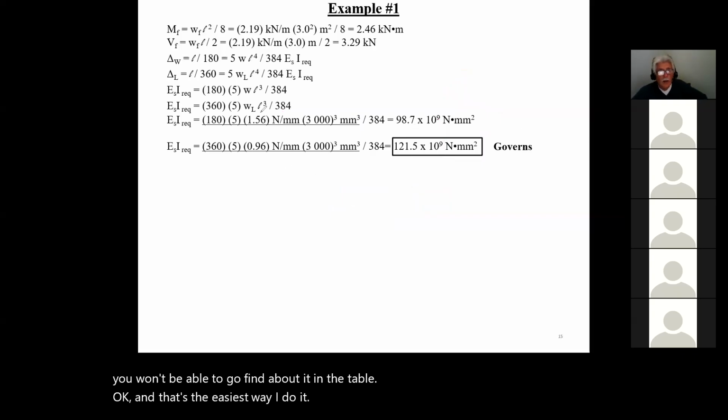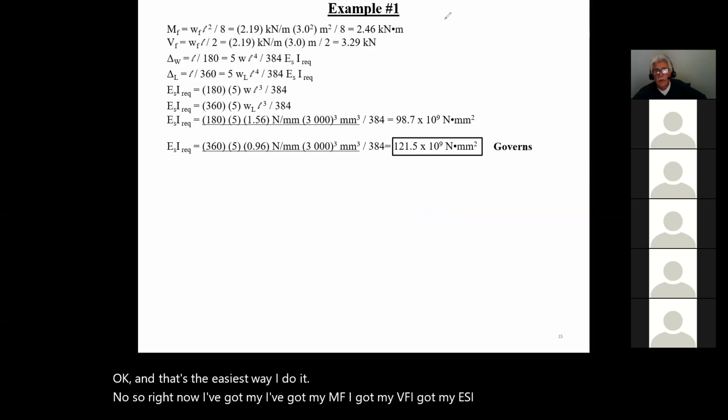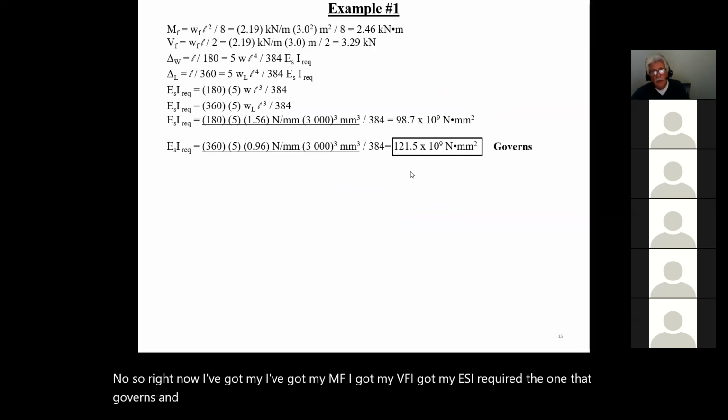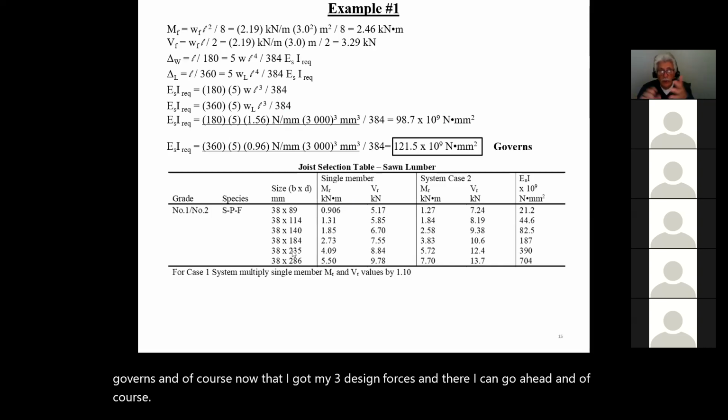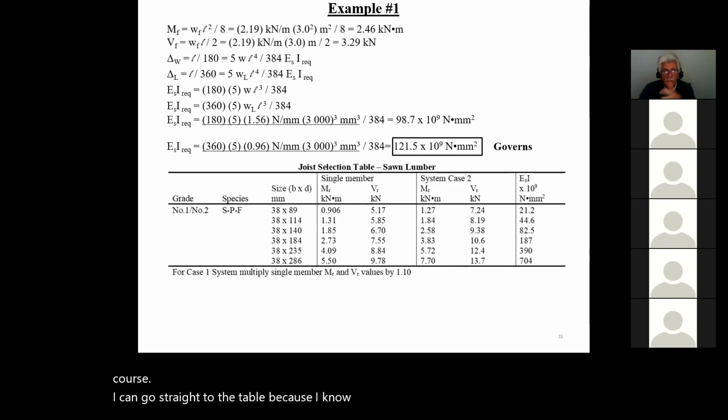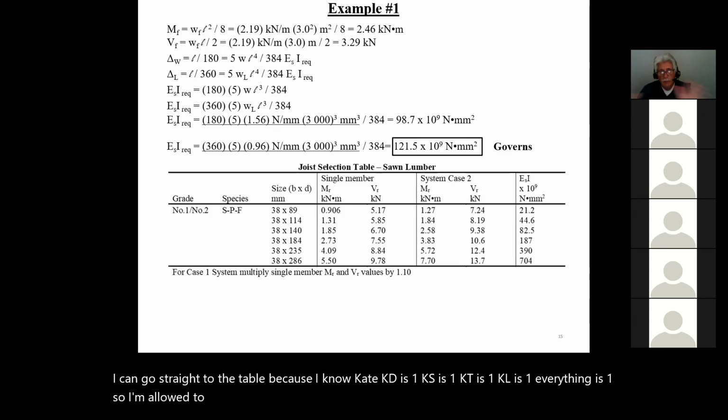Now, right now I've got my Mf, I got my Vf, I got my EI required, the one that governs. And of course, now that I got my three design forces, I can go straight to the table because I know KD is 1, KS is 1, KT is 1, KL is 1, everything is 1. So I'm allowed to go straight to the table and pick my member, okay?